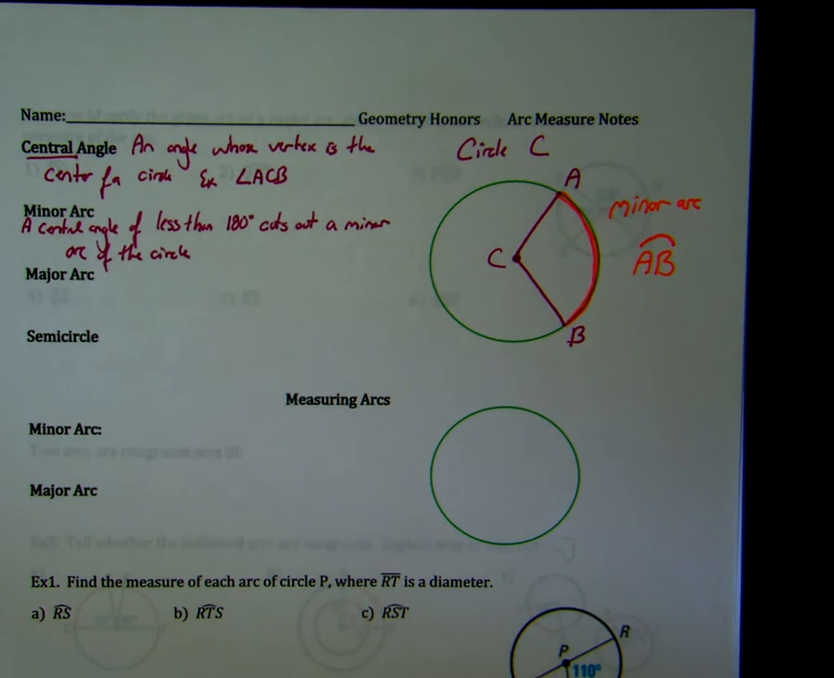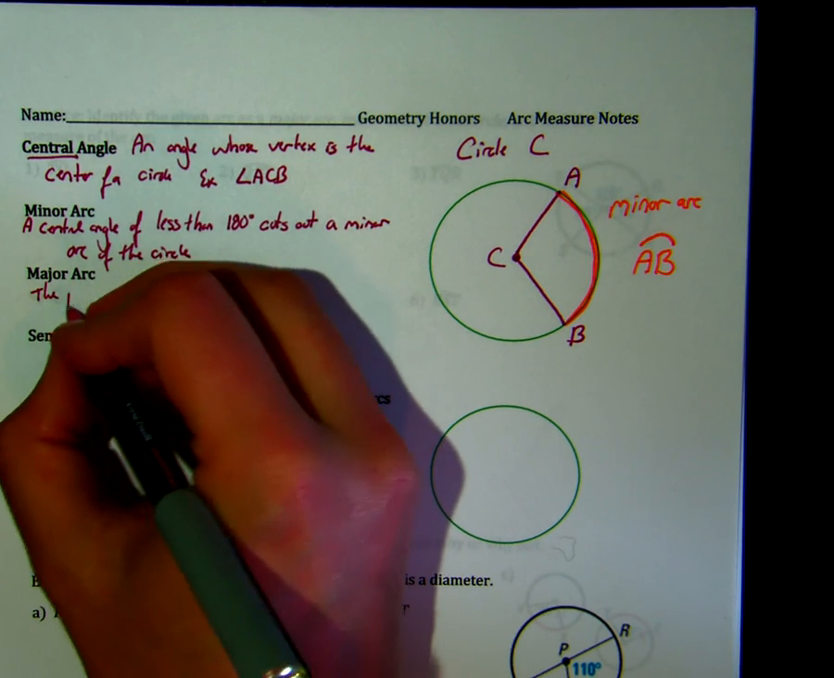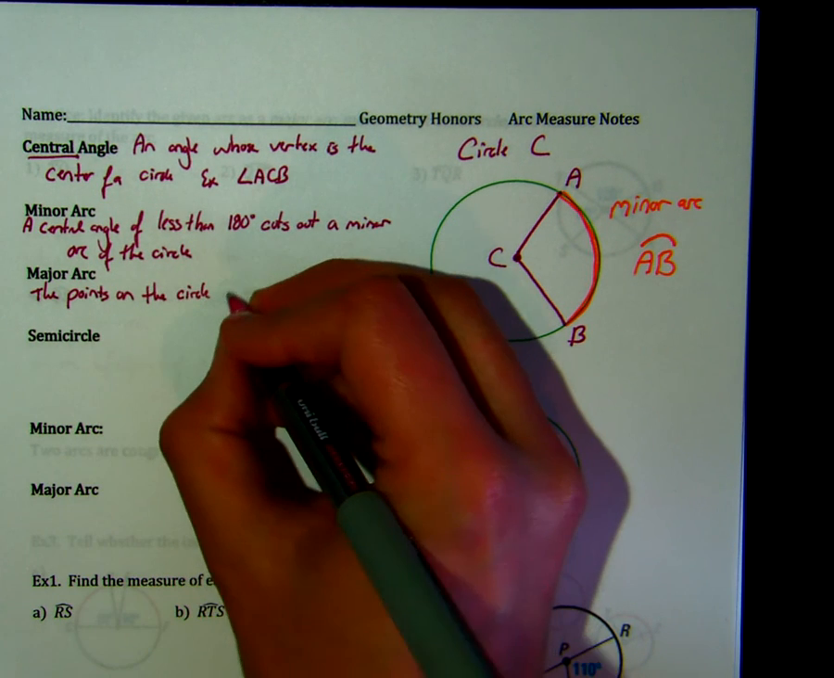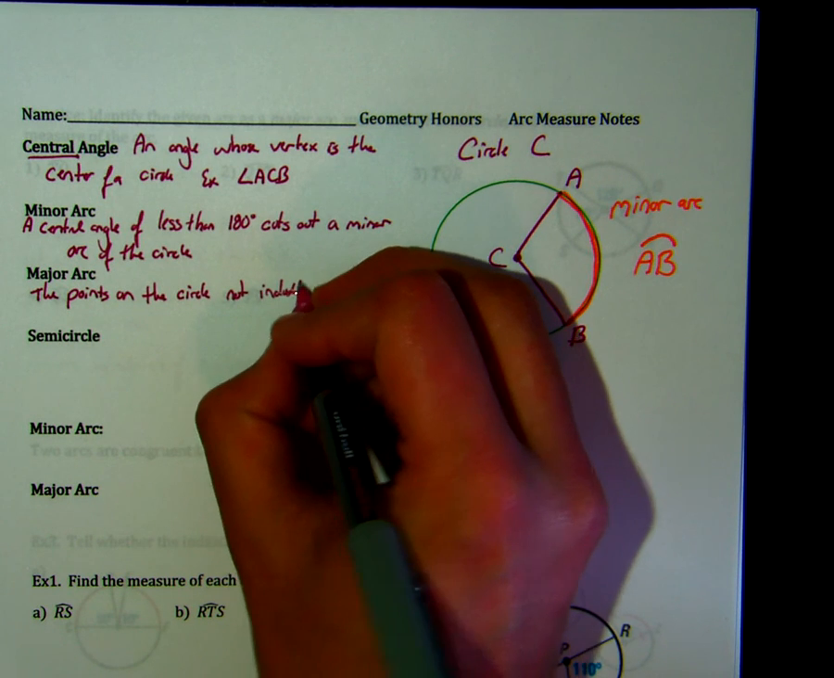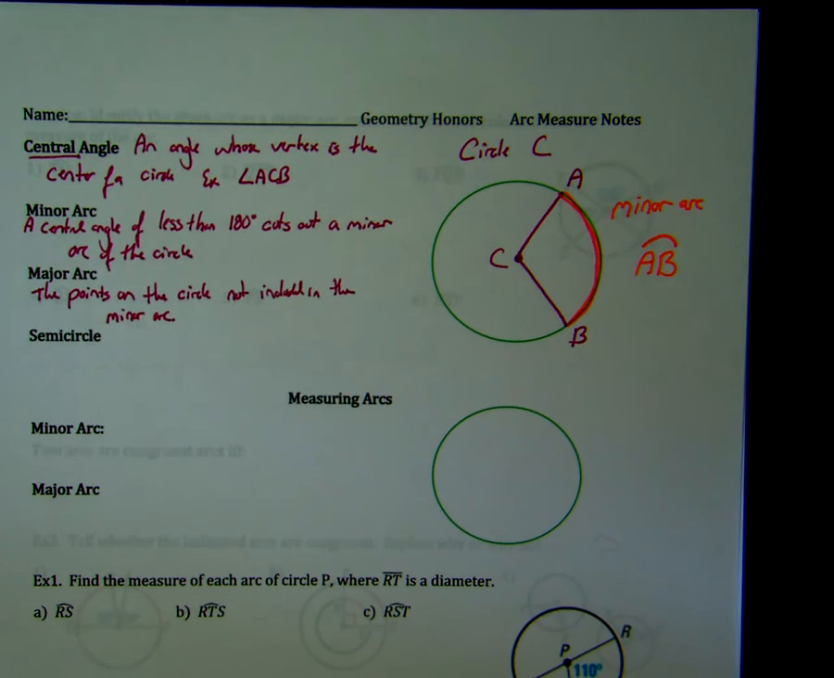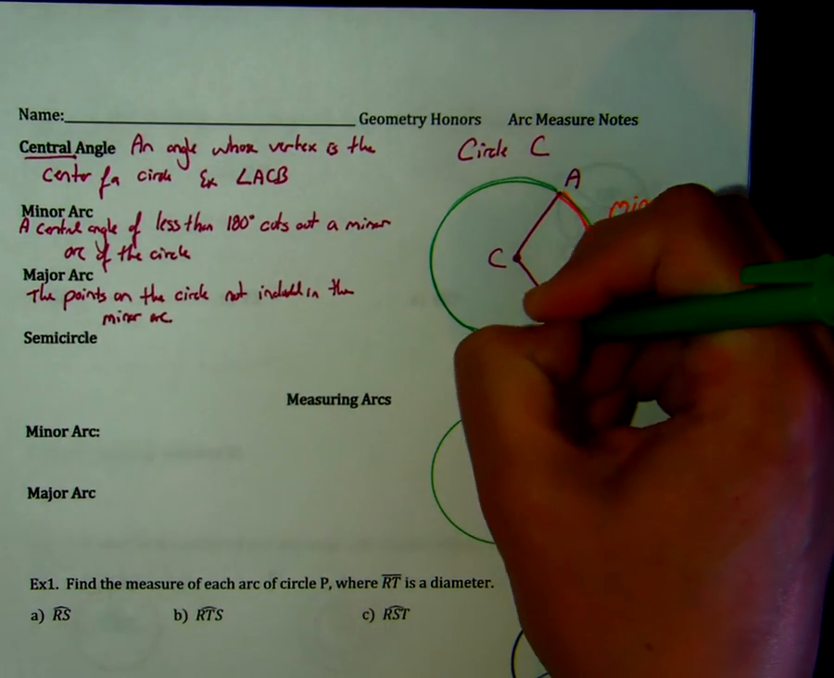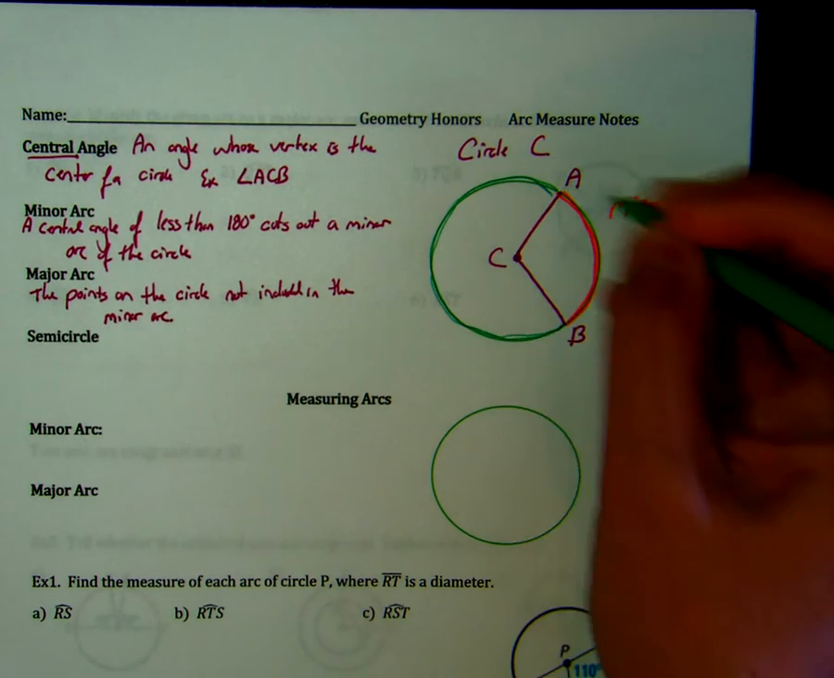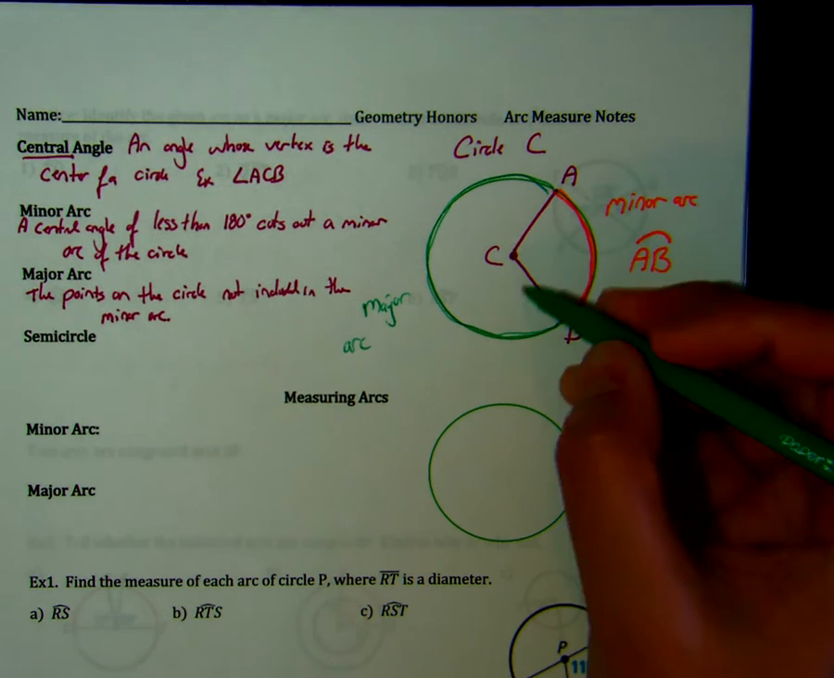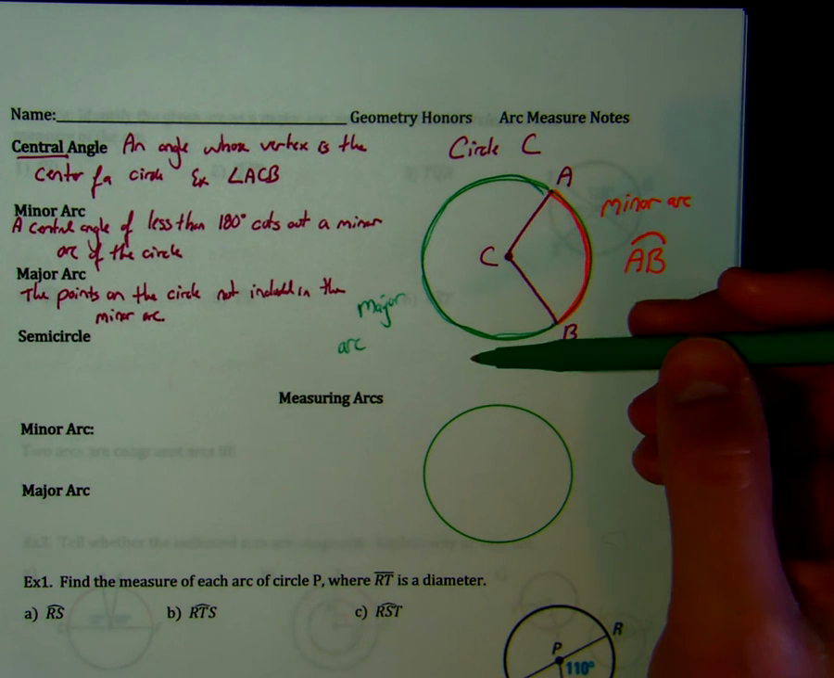Now, the major arc is just what's essentially left over. The major arc is just the points on the circle not included in the minor arc. If I want to look at this major arc, the rest of the circle here forms a major arc. The problem with this is that it also has endpoints of AB. If I were to call this major arc AB, that could get confusing with minor arc AB. So we need a more specific name.